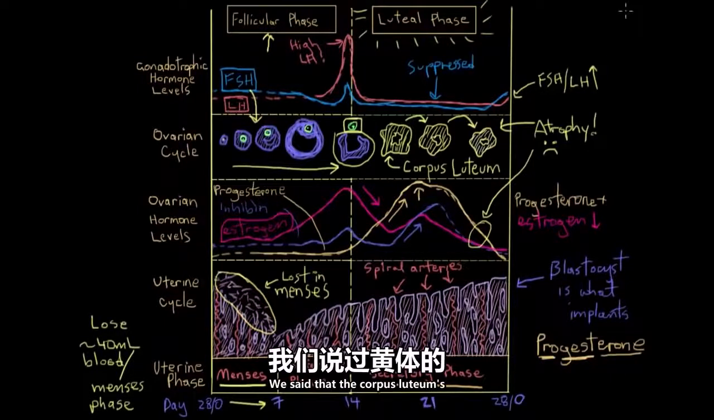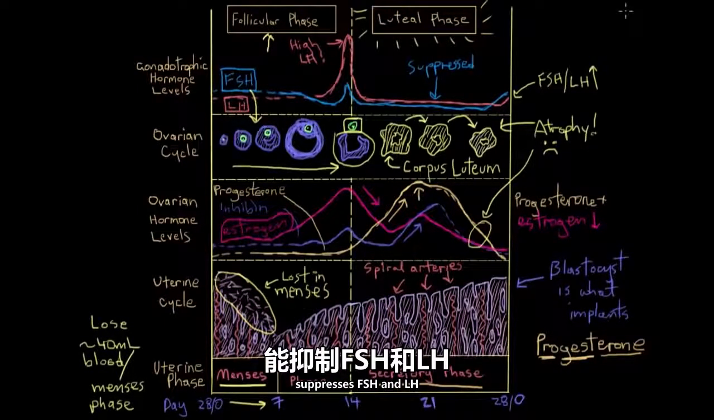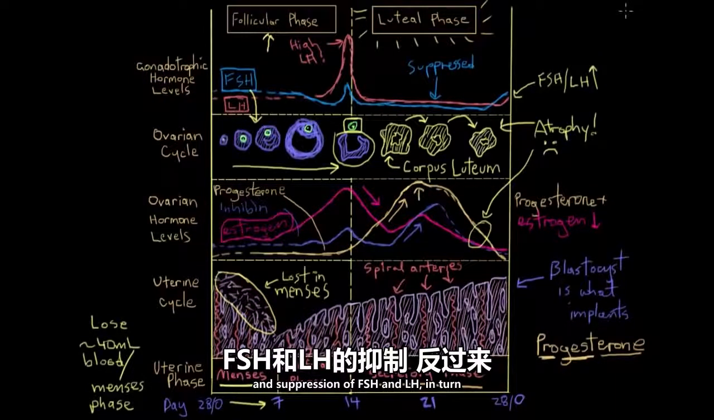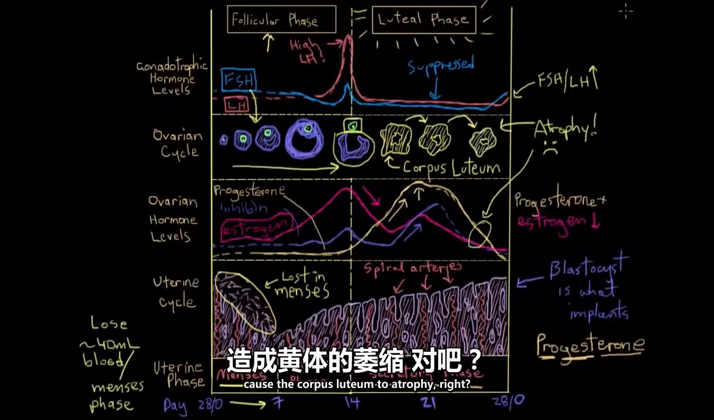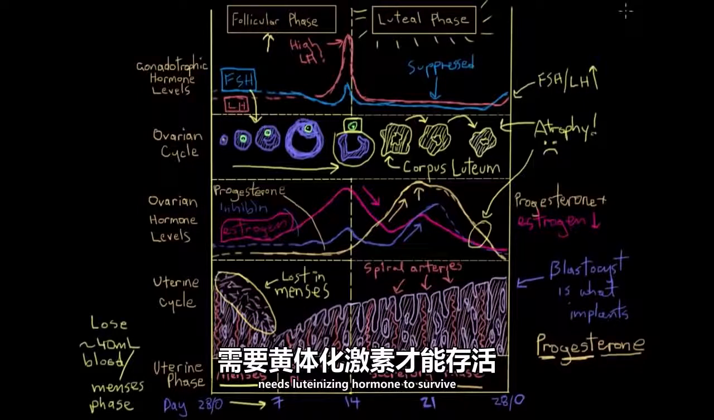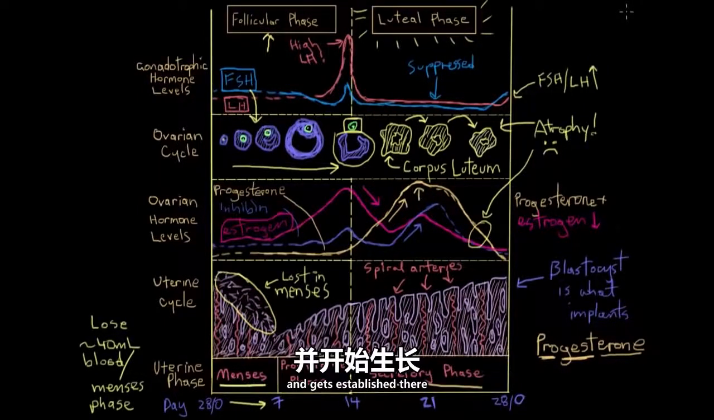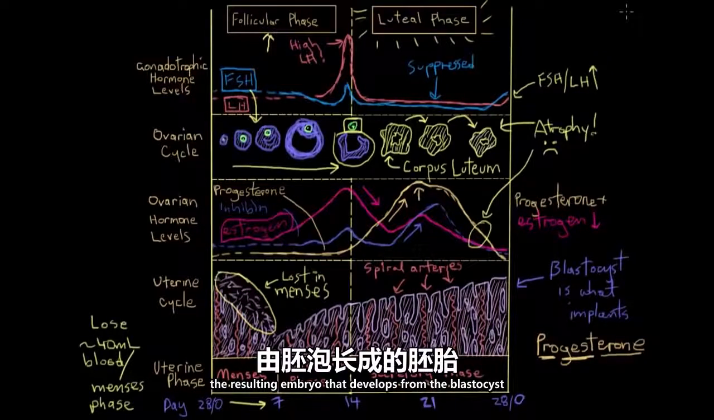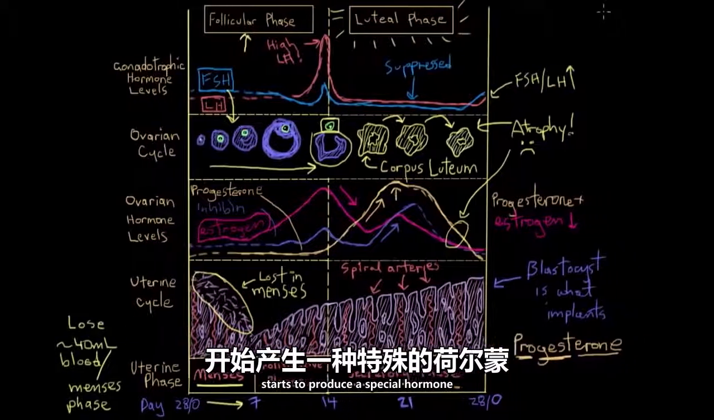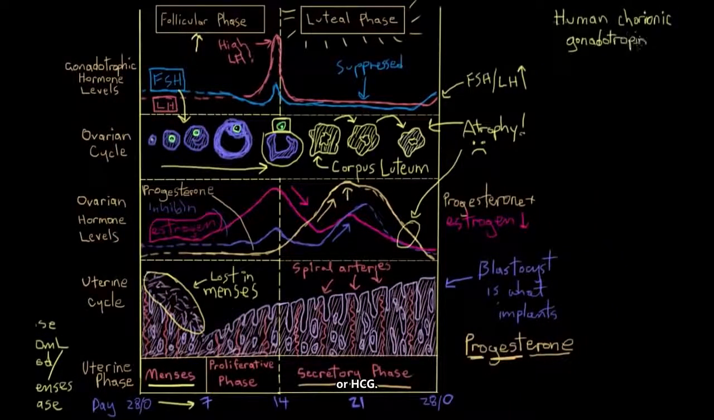So, we said that the corpus luteum's estrogen and progesterone release suppresses FSH and LH, and suppression of FSH and LH in turn causes the corpus luteum to atrophy, right? And that's because a corpus luteum needs luteinizing hormone to survive. Well, when a blastocyst implants into the endometrium and gets established there, the resulting embryo that develops from the blastocyst starts to produce a special hormone called human chorionic gonadotropin, or HCG.